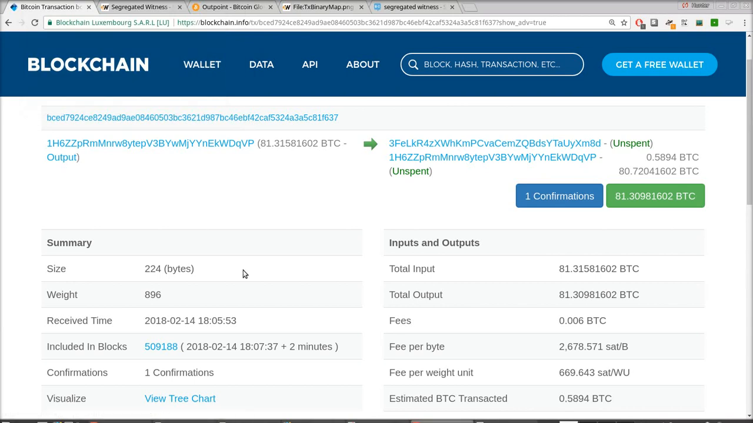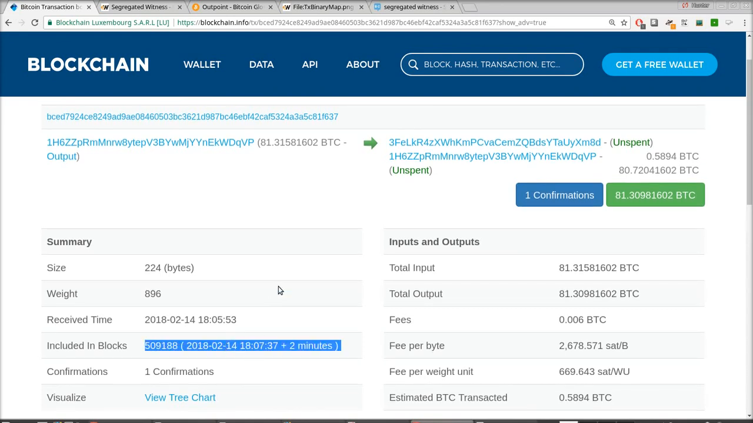So just as an exercise, I wanted to go through and completely analyze a transaction that I found in the blockchain. I got this one from blockchain.info. It was just an interesting transaction that was in a recent block. This says one confirmation. That means that this transaction has been included in one block, which is this one.